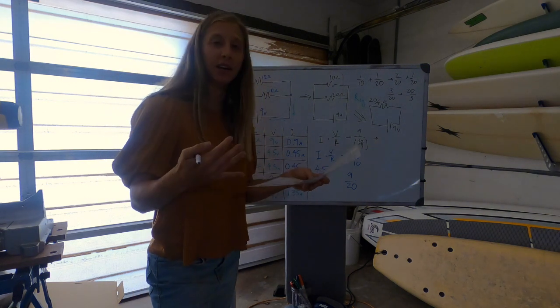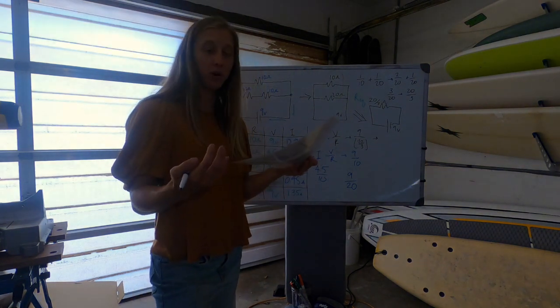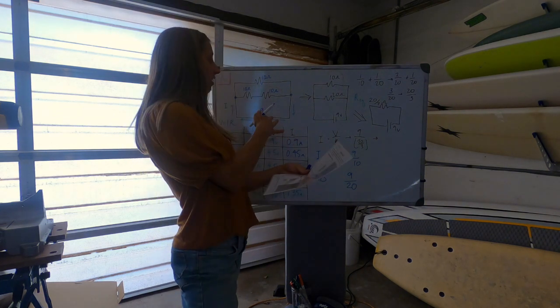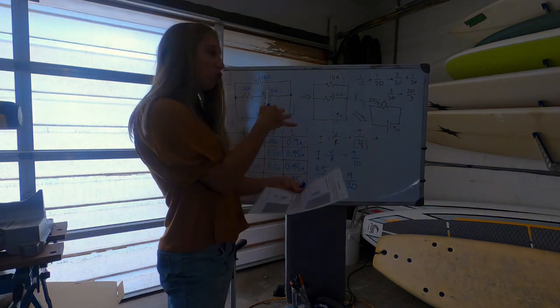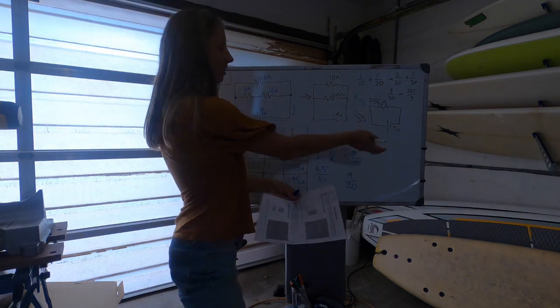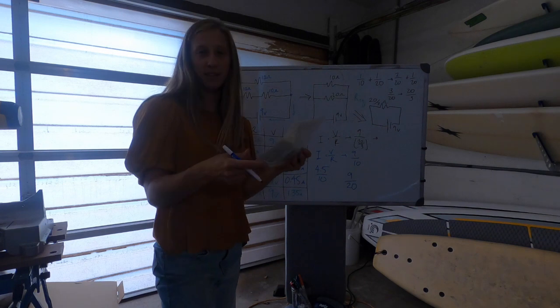How would that affect the current? How would that affect the brightness of the other bulbs? How would that affect the equivalent resistance? If you're not really sure in your head, you can do the math. Take this resistor out, do the simplification, and see what things would do. And then try it in the simulator too.